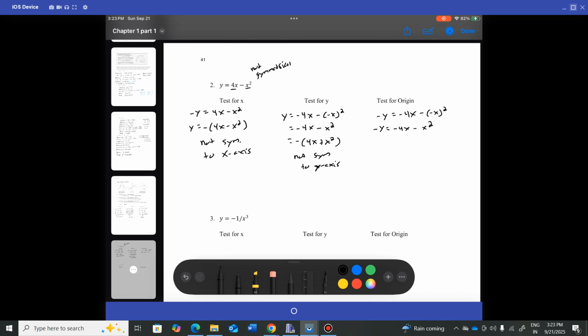So divide over the negative, we get 4x plus x squared. Still not the same thing. So not symmetrical to origin.